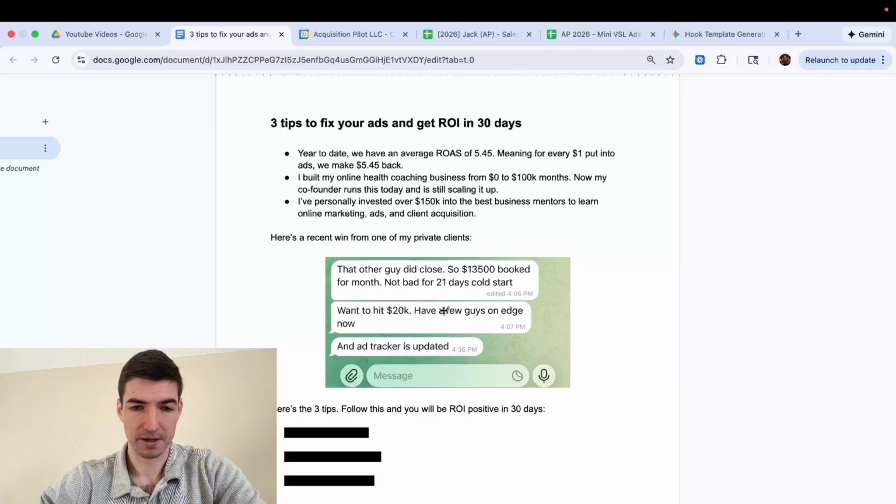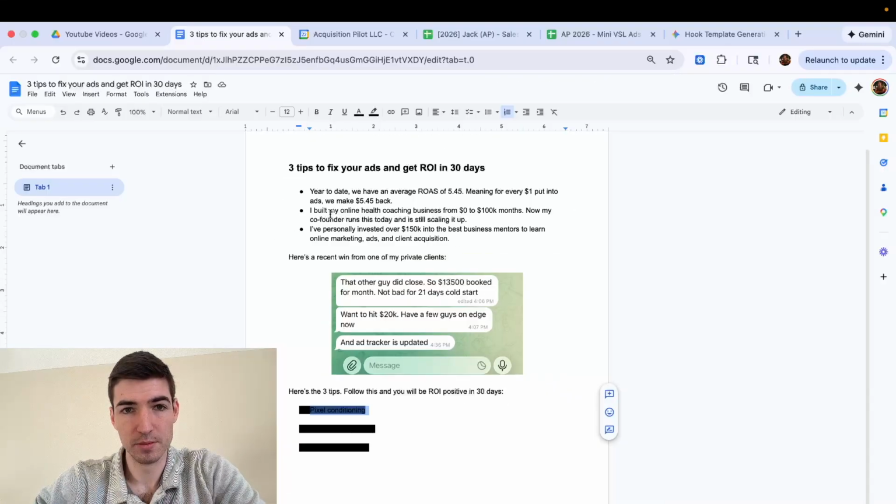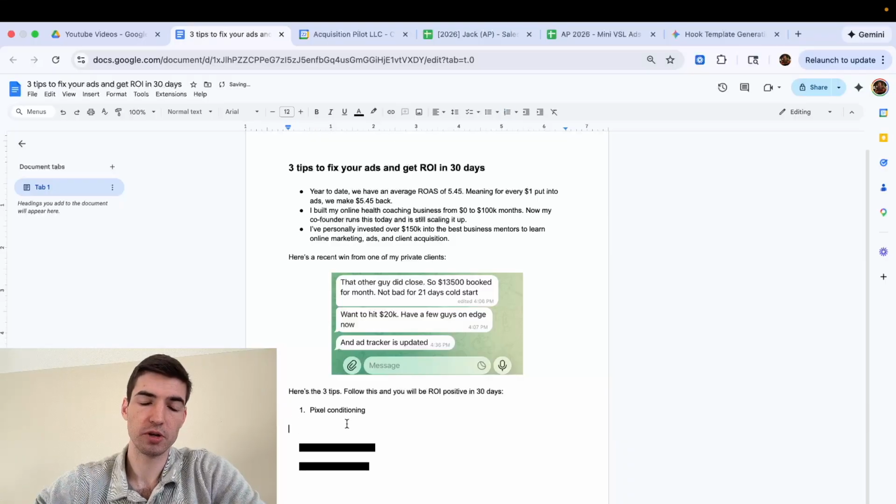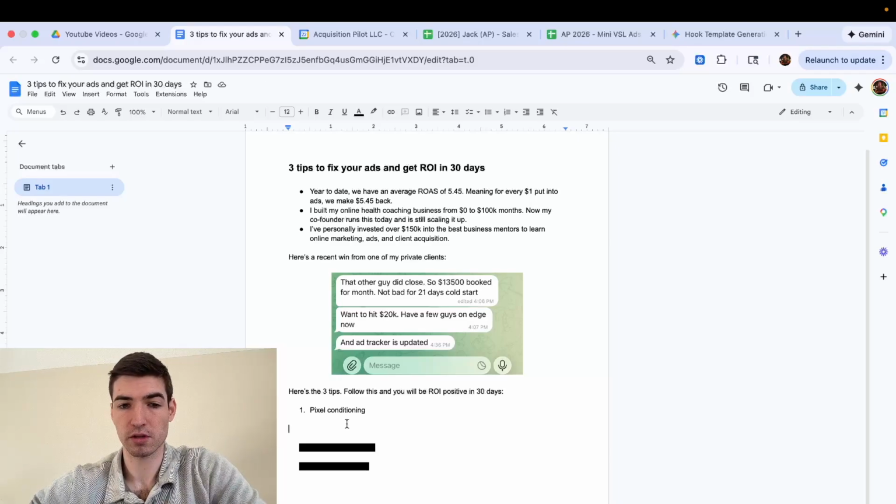All right, so first thing, number one, let's go ahead and unblur this here. So this is going to be pixel conditioning. Pixel conditioning number one. This is crucial. If you don't do this, there's very low likelihood you're going to be profitable with your ads nowadays, especially in 2026, how the ads work. You need this. You need to condition your pixel.